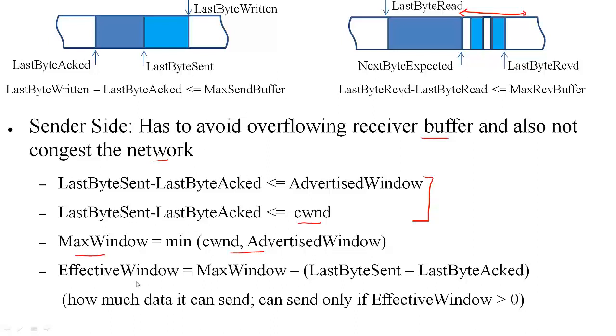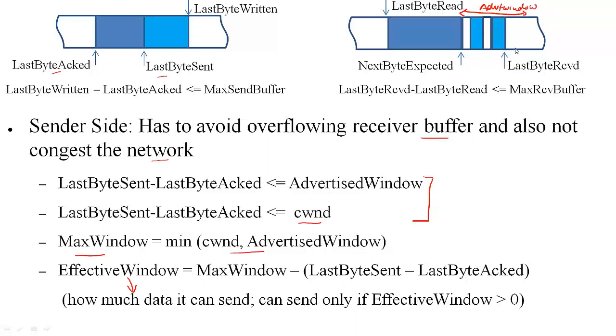And then you calculate what is called an effective window. Basically, that determines how much data you can send, and this effective window is given by this max window minus the last byte sent and the last byte acked. So this is the amount of data you can potentially send. And you will only send data if this effective window is greater than 0. For now, let's ignore CWND and focus on the advertised window. In other words, let's assume that the advertised window is less than CWND, in which case what has been advertised is this portion.